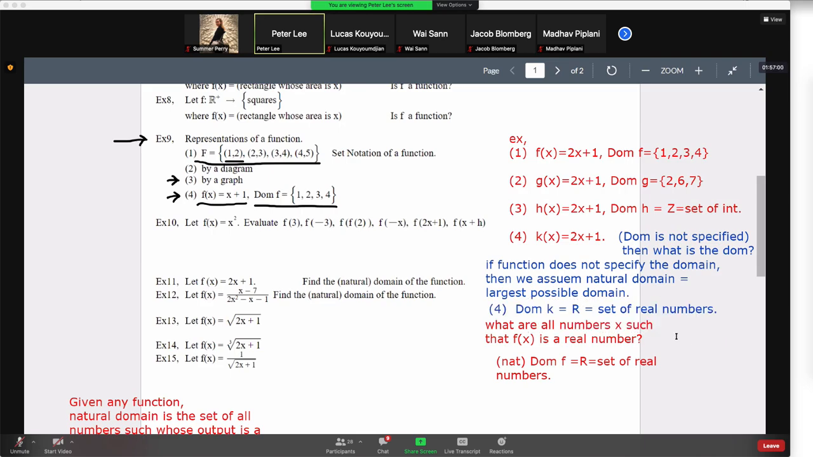Okay, so you might say, isn't that always the case? And the answer is no. How about if you look at example 12? We have example 12 with this guy right here.